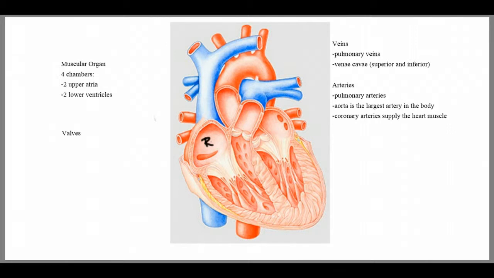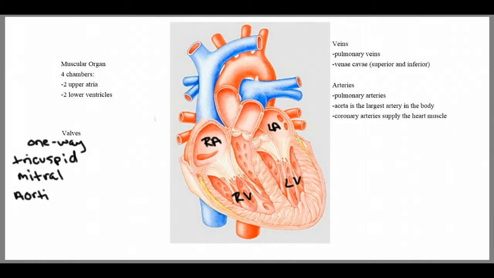This is the right atrium, and this is the left atrium. This is the right ventricle, and this is the left ventricle. The heart also has one-way valves, the tricuspid, the mitral, which is also referred to as the bicuspid, and the aortic valve.